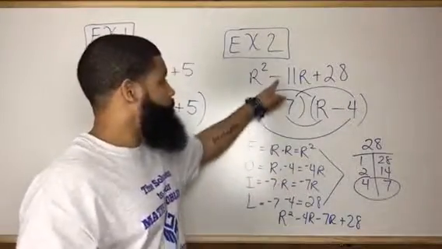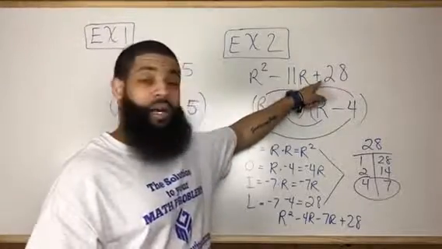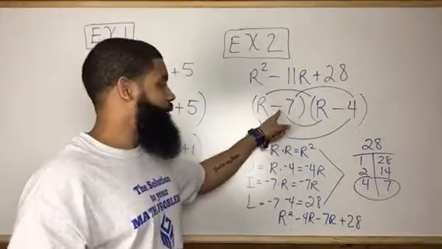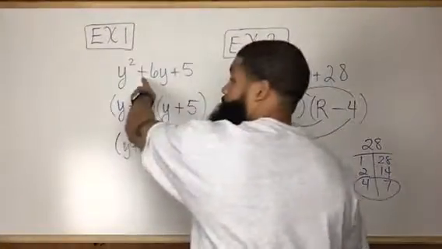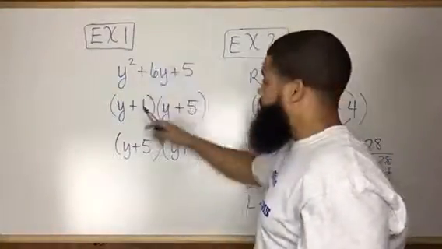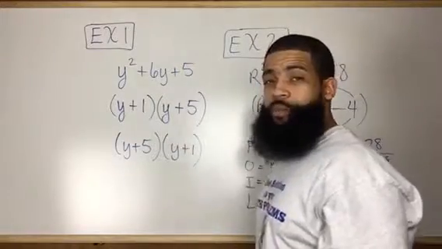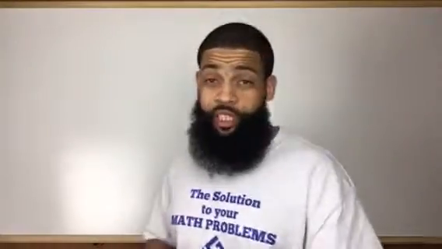So remember, whenever B is negative and C is positive, I must have a minus and a minus in my parentheses, versus when B is positive and C is positive, I must have a plus and a plus in my parentheses. Let's say we have this example.